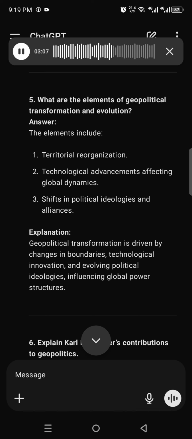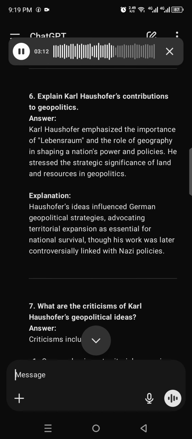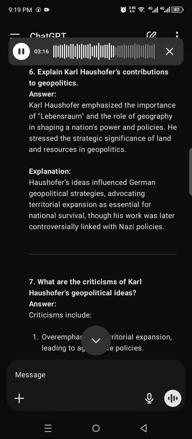Explanation. Haushofer's ideas influenced German geopolitical strategies, advocating territorial expansion as essential for national survival, though his work was later controversially linked with Nazi policies.